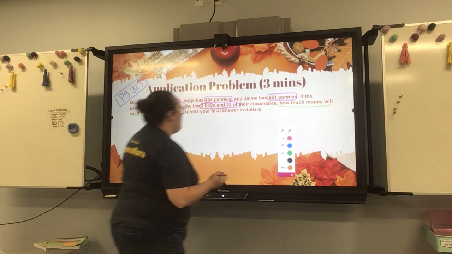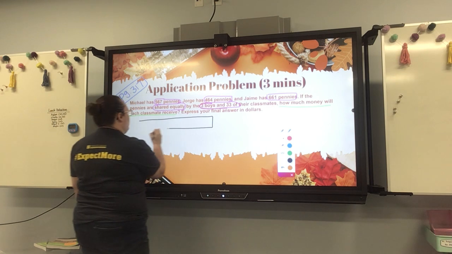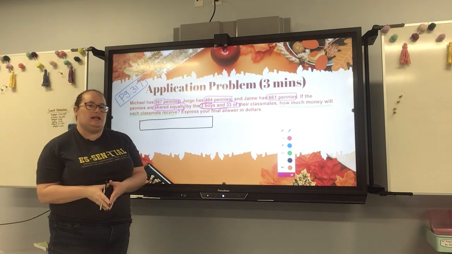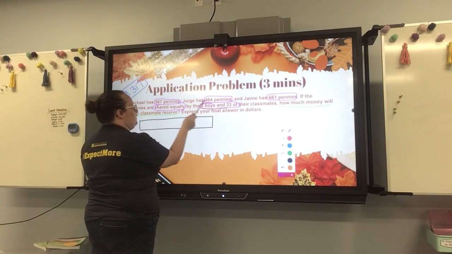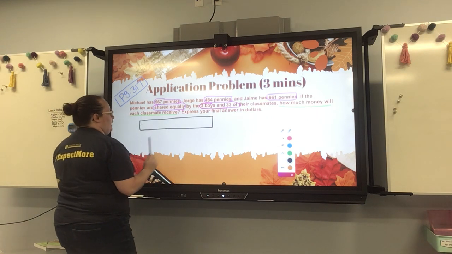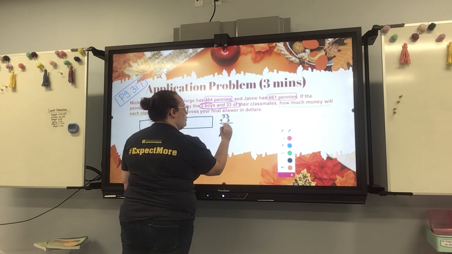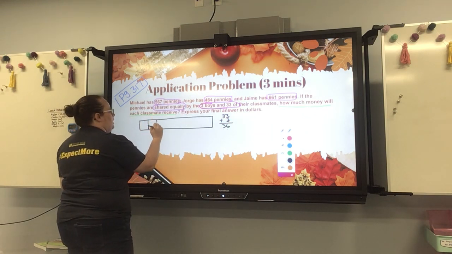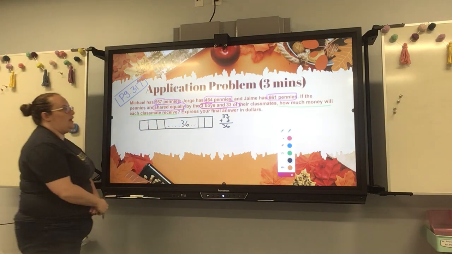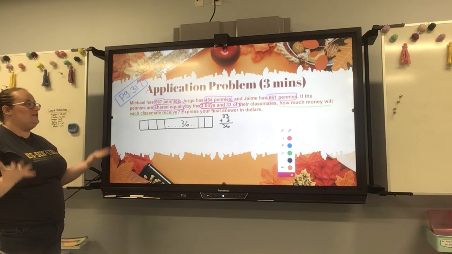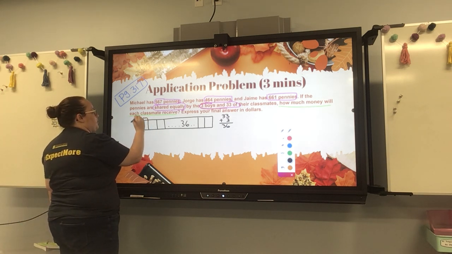So, what kind of picture could I draw for this one? I could draw a strip diagram. Well, how many boxes would I need? I have to do some math to figure out how many boxes I would need, because it says that they're shared equally by 3 boys and 33 of their classmates. So my first step, I would do 33 plus 3, and that is 36. So in my strip diagram, I would have 36 boxes. Okay, now how much goes in each box? That's what I'm trying to figure out, how much each person will get.